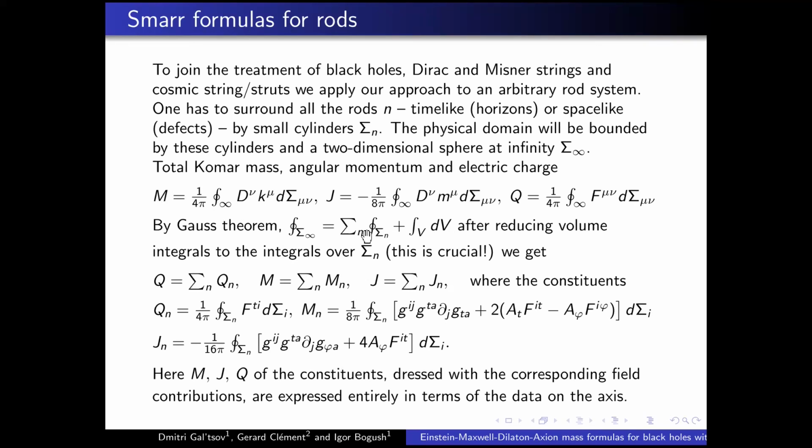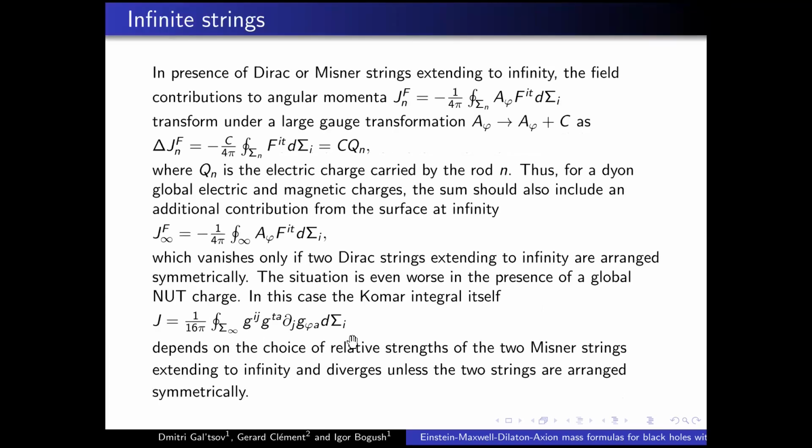Now there are many rods, including horizons, and for each rod we compute those things. In the Einstein-Maxwell case, it is most simple, and this is given by these formulas in presence of infinite strings. Now, in particular, for the NUT parameter, you get infinite Misner strings.